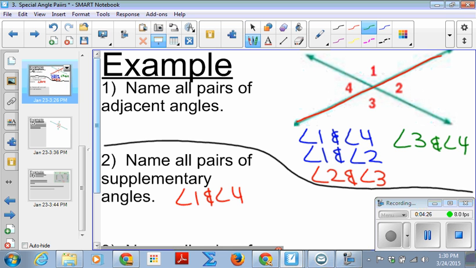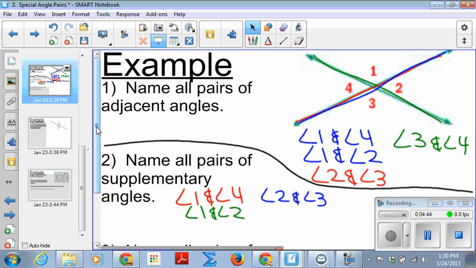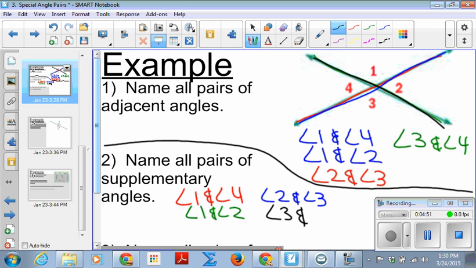Let's say angle 1 and angle 2 are supplementary. How about angle 2 and angle 3? They're right there. And then angle 3 and angle 4. They form a straight line right there. This should be a review from the previous lesson.